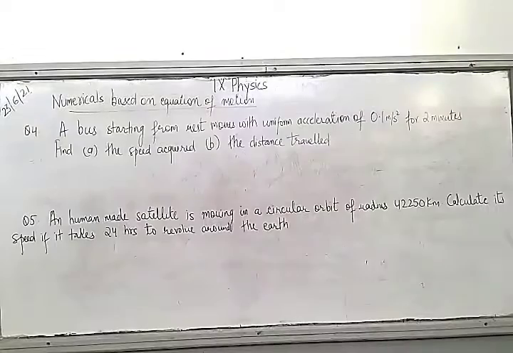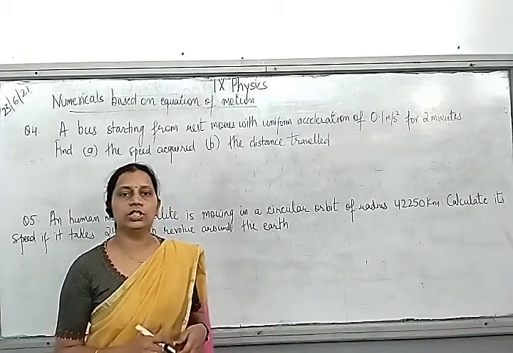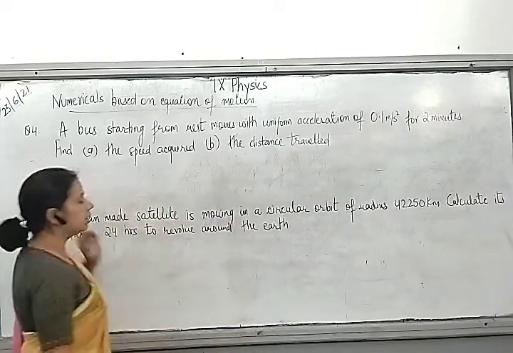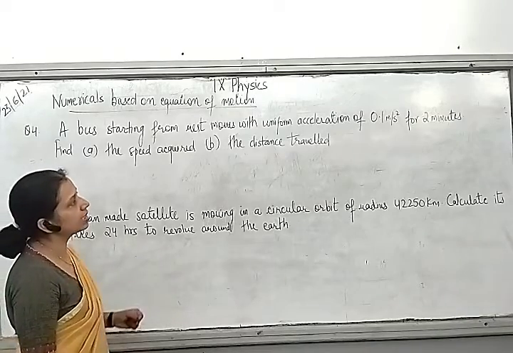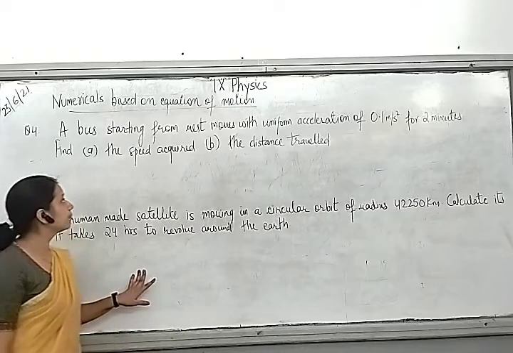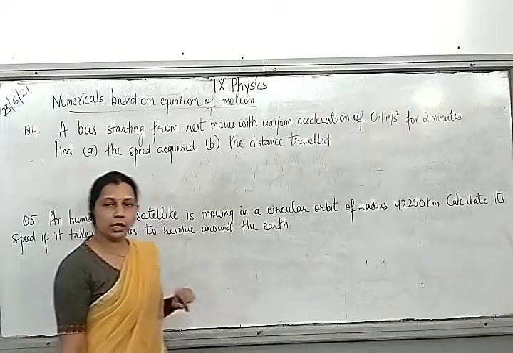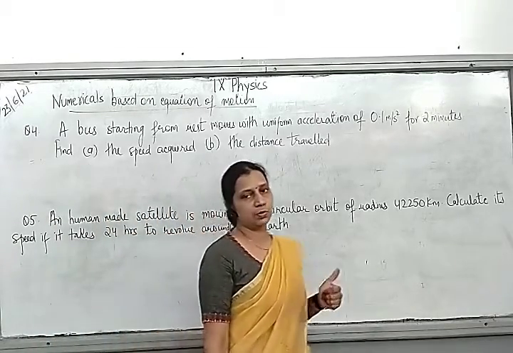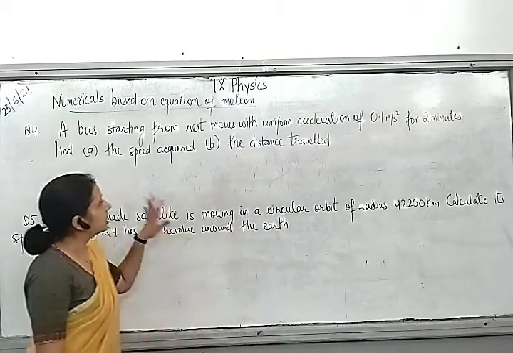Okay. So in continuation with equation of motion, let's see question number 4. A bus starting from rest moves with uniform acceleration of 0.1 meter per second square for 2 minutes. We have to find the speed acquired and the distance traveled. Now here, two variables we have to find.